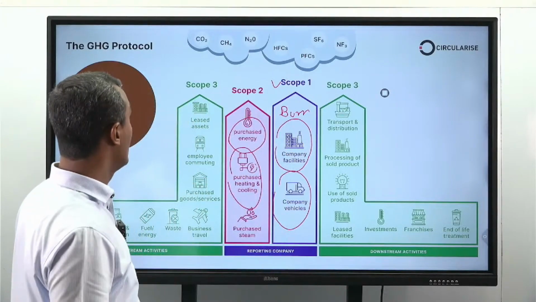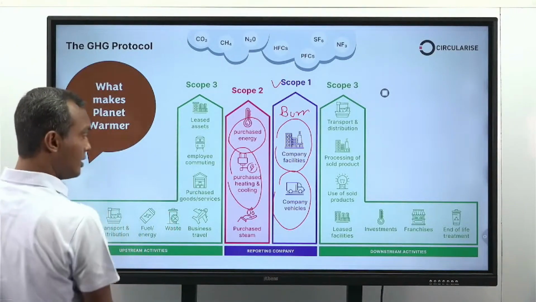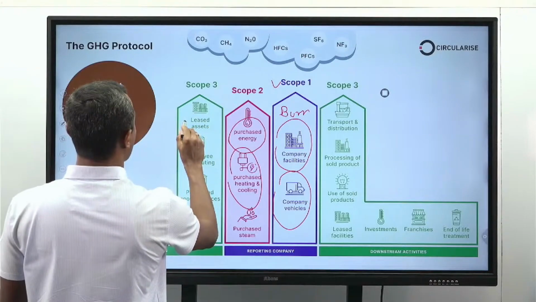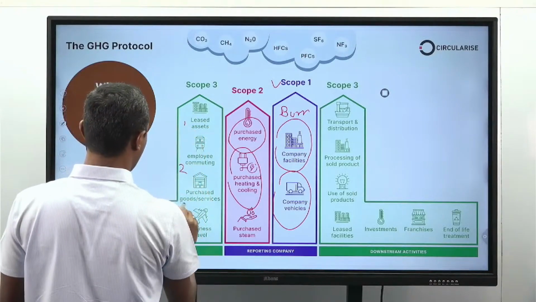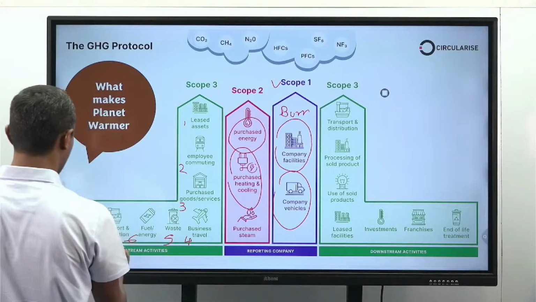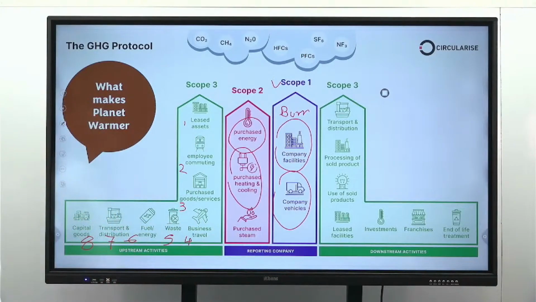Companies, facilities, vehicles, scope 1. Whereas when you purchase energy from CEB, for example, for your use or heating or cooling purpose, those are scope 2. But what is more difficult, there are 15 categories. Let's see here whether all 15 are mentioned or not. 1, 2, 3, 4, 5, 6, 7, 8. Look at the value chain, these are upstream.